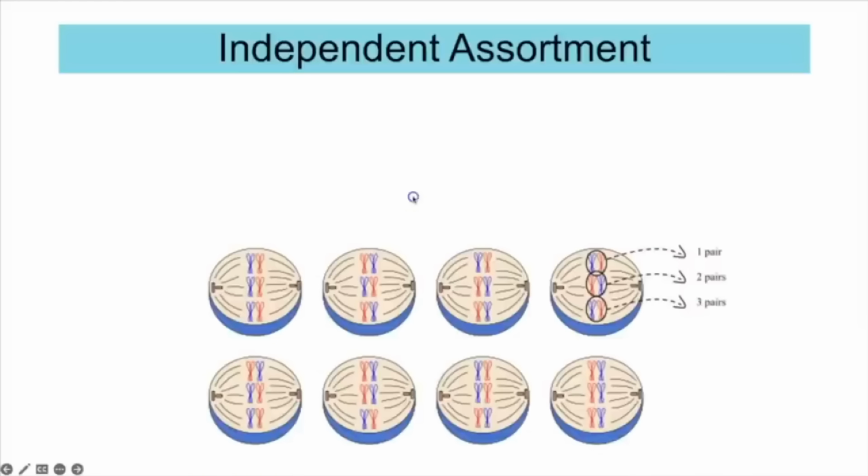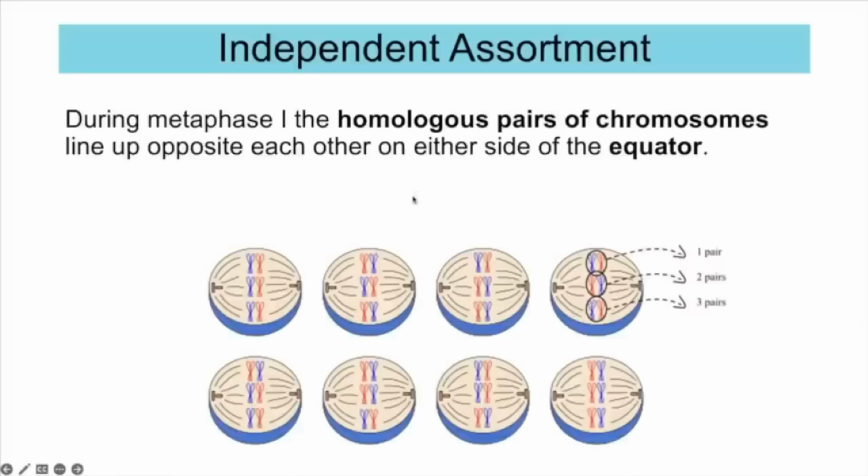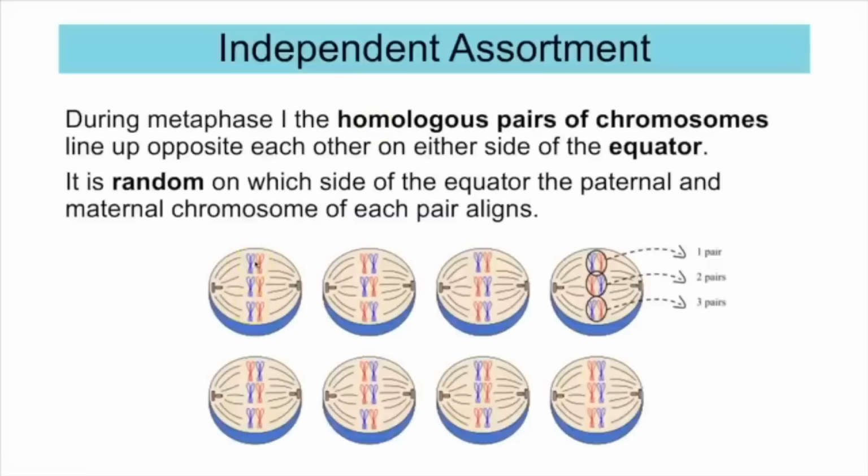Independent assortment also increases the genetic diversity, and this happens during metaphase I, where the homologous pairs of chromosomes line up opposite each other on either side of the equator. But it is random for each homologous pair which side the maternal and the paternal chromosomes align. And that's what we can see here. We've only been shown an example with 3 homologous pairs, but it shows you all the possible combinations of how they could align at the equator. And for humans, we have 23 homologous pairs.